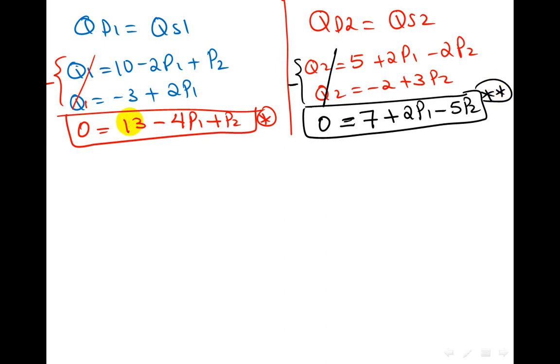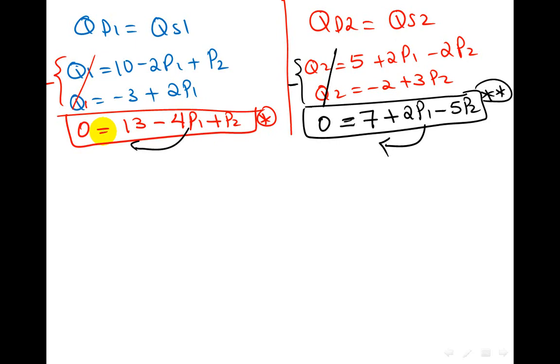Now we can notice that star and double star both have the variables P1 and P2. So I can simply take them and eliminate them together so that I can find the value of price 1 and price 2. To make things easier, I need to change the subject of this function. I prefer to make it P1, though we can also take P2, no problem. Again here I will make the subject P1.